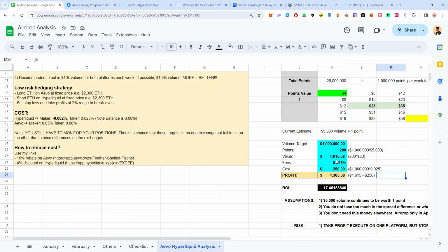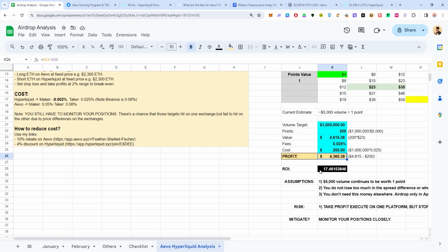Let's just assume the worst case scenario, you are paying taker's fee 0.025%. And remember that if you use my link, you still get a 4% discount, so your cost is even lower than that. Based on that, 0.025% times $1 million, the cost is $250 for your fees. And your potential profit is 4,365.38. How do I get the amount? I take 4,650 minus 250. That is 4,365.